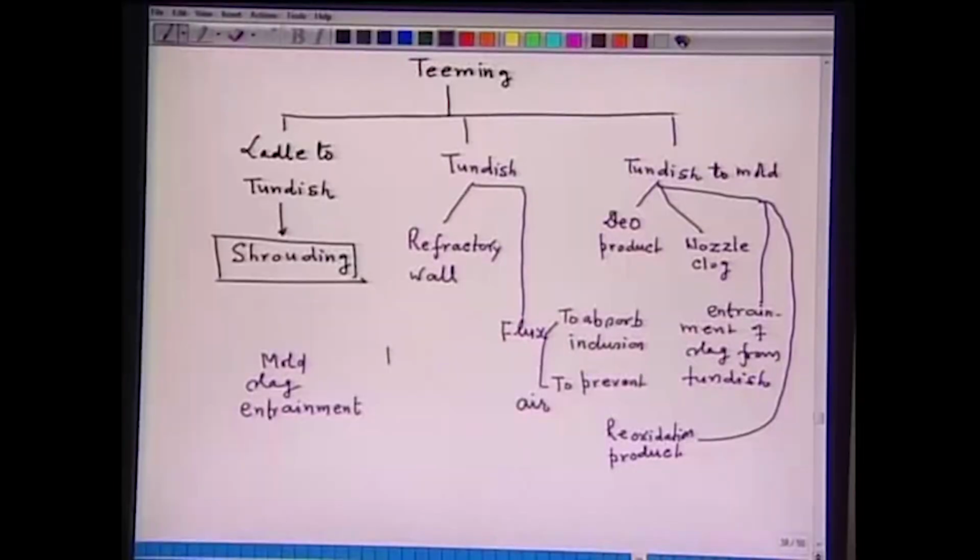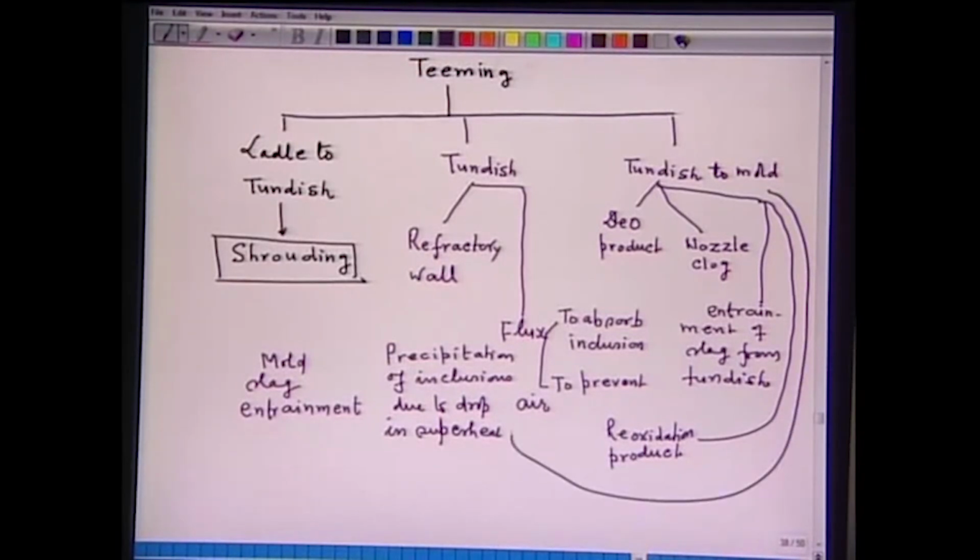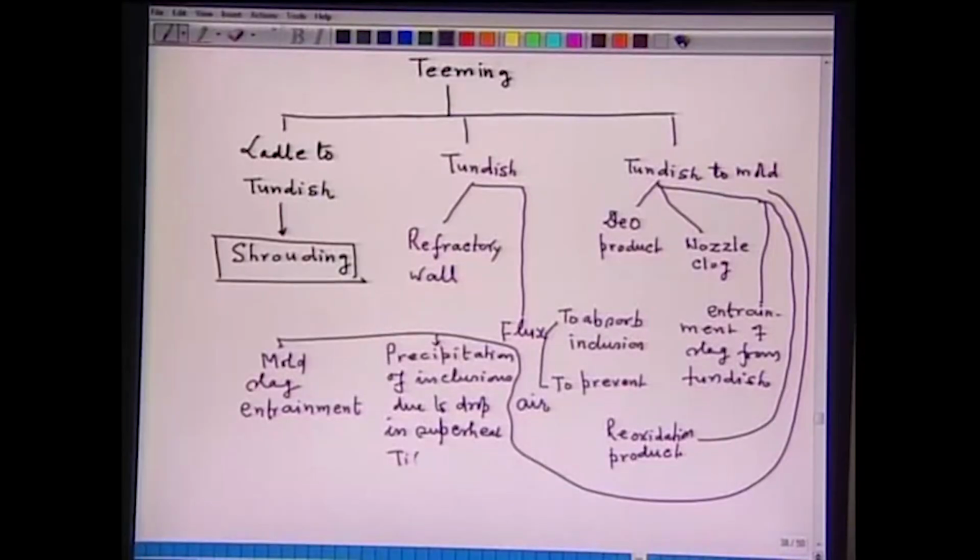Then the precipitation of inclusions, due to drop in superheat. Now, all this corresponds to tundish to mold operation. When the superheat drops or when the liquid steel cools, it solidifies, then depending on the solubility limit, the elements in the steel can combine and an inclusion can precipitate. For example, TiO2 in, say, titanium treated steel.